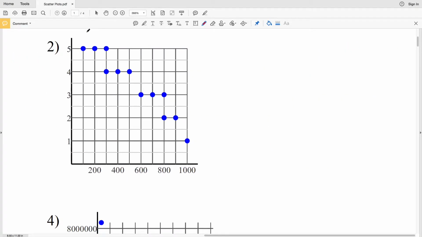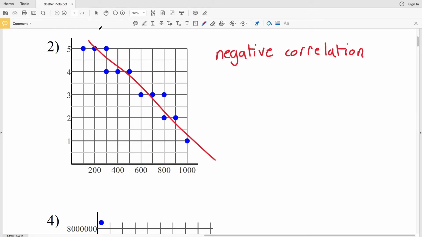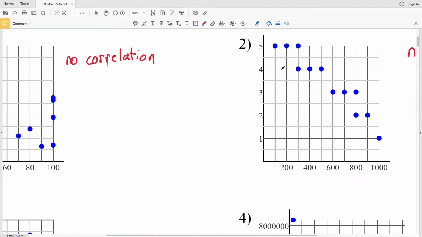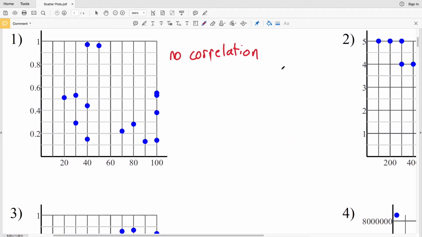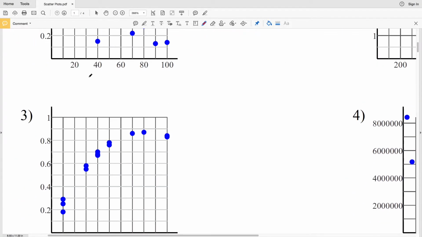In number 2, you can see that the points are trending in a negative direction, so that will be a negative correlation. And we can draw a line that the points follow. Therefore, it's linear. So a negative linear correlation is what we have in number 2. Whereas in number 1, there was no correlation and the points seemed to be placed randomly on the scatter plot. Let's go on to number 3.